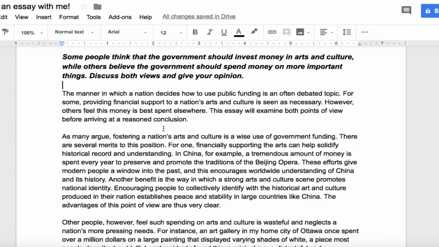So some people think that the government should invest money in arts and culture, while others believe the government should spend money on more important things. Discuss both views and give your opinion. The manner in which a nation decides how to use public funding is an often debated topic. For some, providing financial support to a nation's arts and culture is seen as necessary. However, others feel this money is best spent elsewhere. This essay will examine both points of view before arriving at a reasoned conclusion.